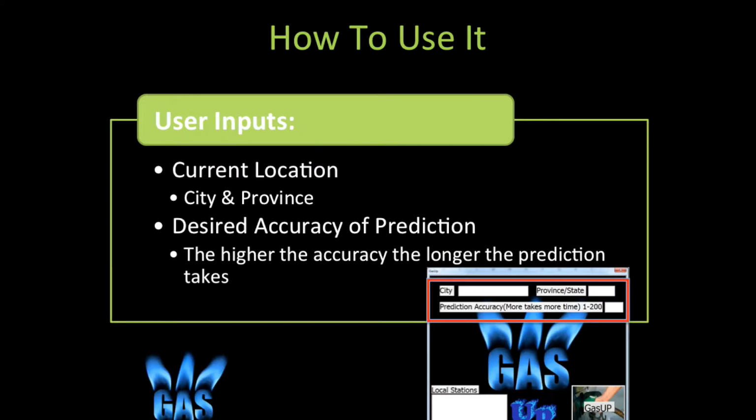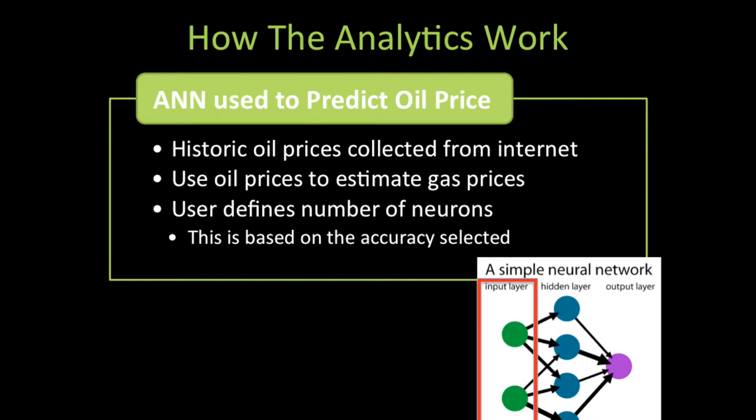We use the user inputs to get an idea of their location given a city and a province, and also a desired accuracy of the user prediction. This way they can control how long the algorithm takes to run in case they're in a rush, or they can run it to get a really accurate idea of what gas prices will be. We analyze the data by putting it into an artificial neural network.